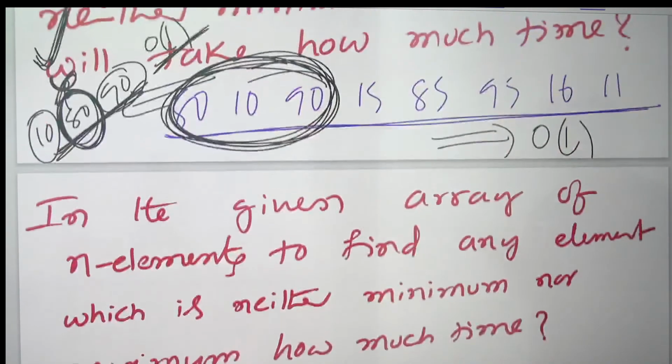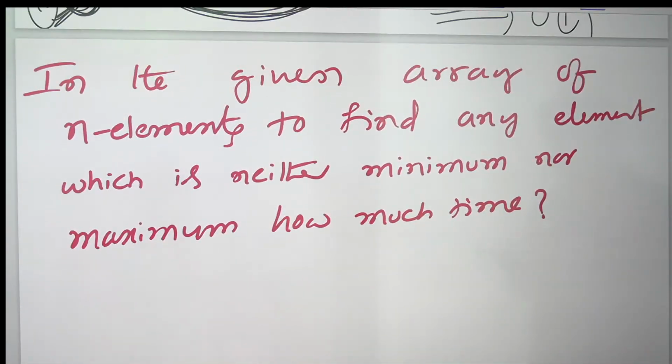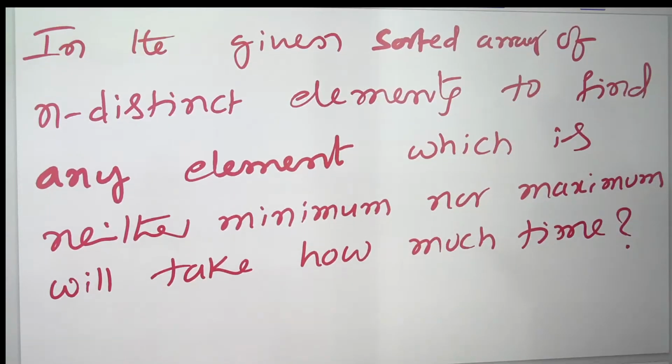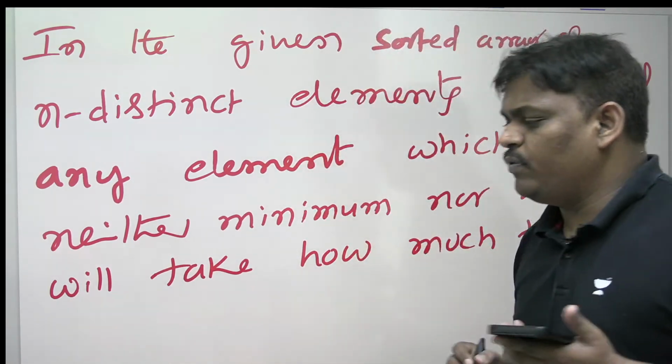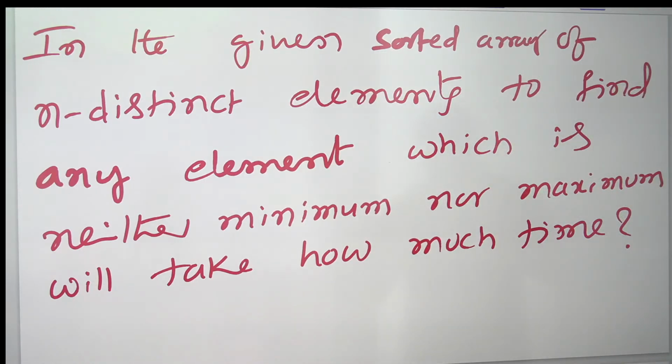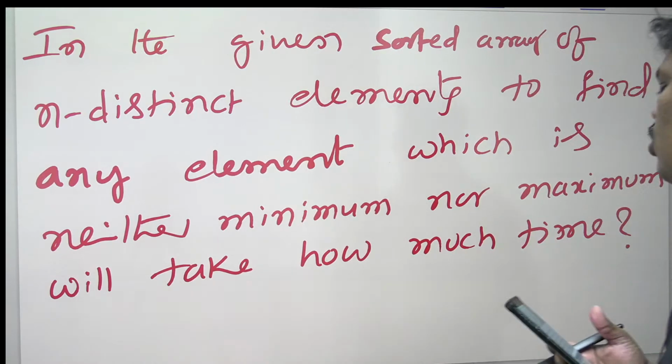In the given sorted array of n distinct elements, to find any element which is neither minimum nor maximum will take how much time? I want an answer from you. This is the problem; I just made some modification. Can you check?